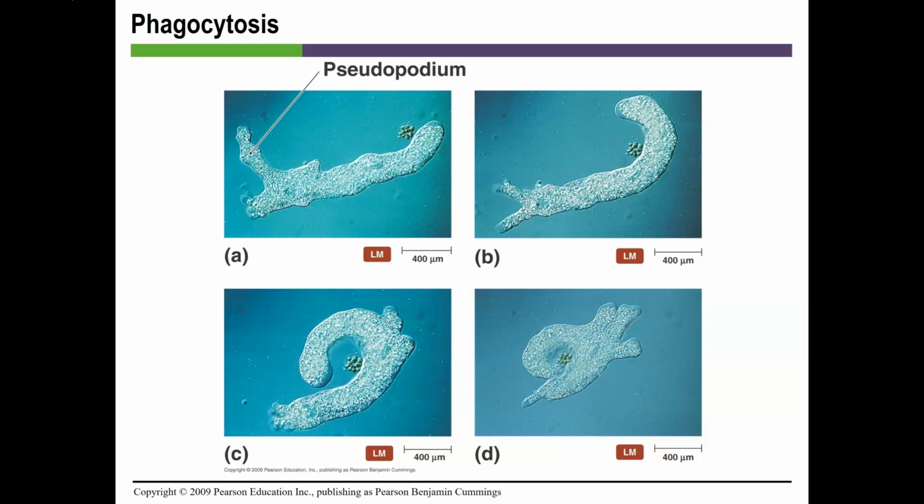This vesicle, which can then be fused with another cellular vesicle, will digest the components. This is termed phagocytosis, a process we will go over in much more detail when we get to the immune system later in the semester.